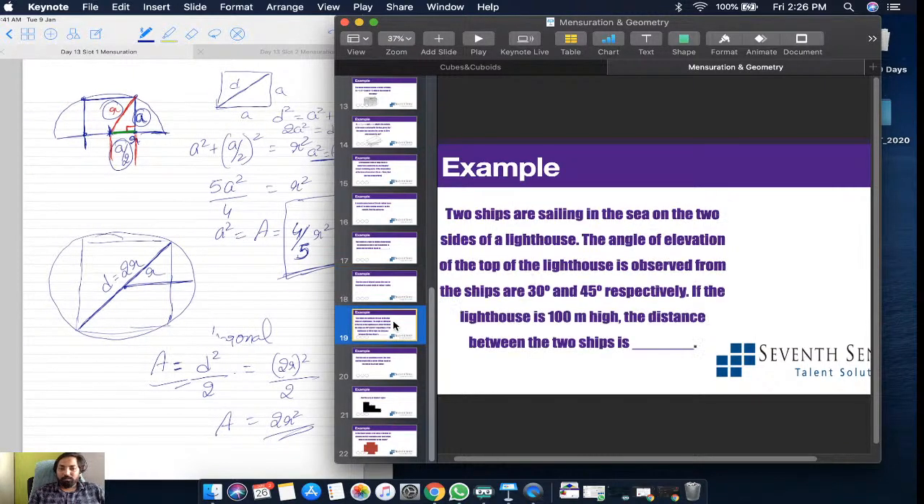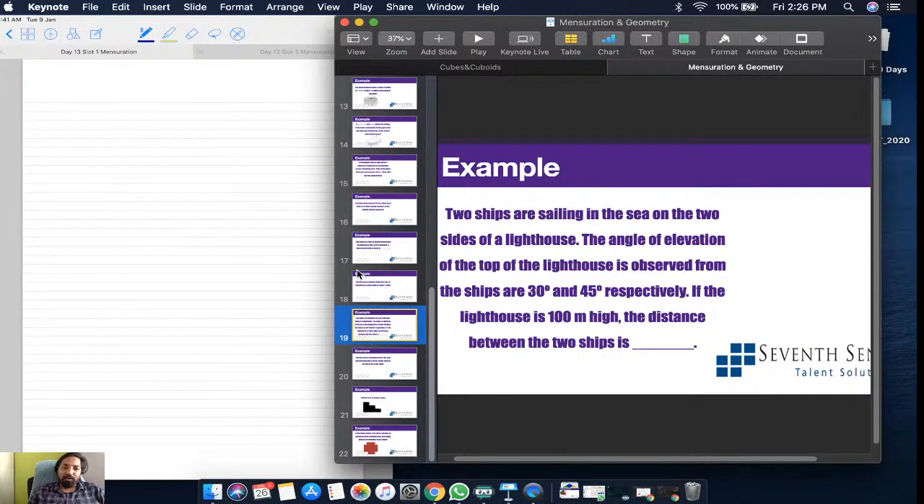Do this one last question. Not important. Do this one last question. 226 already. I need to start cubes as well.